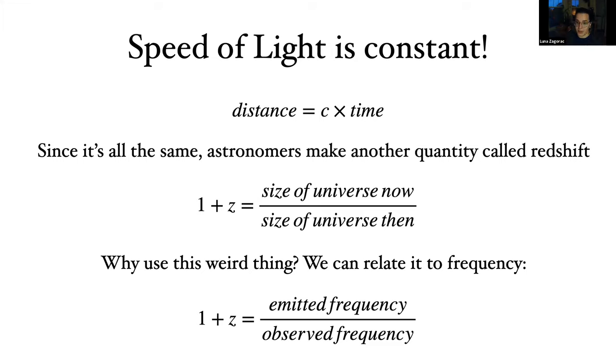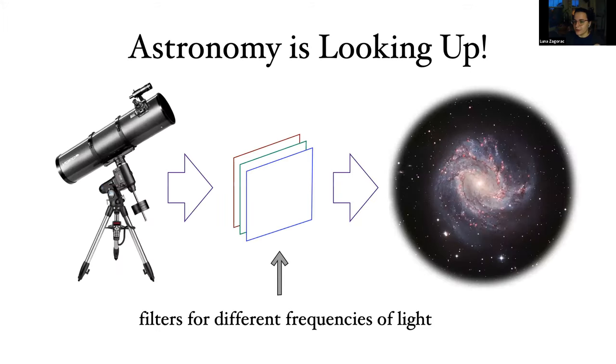Another thing that we can relate to this is frequency of light. So these things that are far away, they emit some light at a certain frequency, and then we observe it, and it's a certain different frequency because it traveled far. And you might say, okay, but why do I care about frequencies of light? Because frequencies of light are really intimately related to colors. If you know what frequency the light is emitting at, you know what color it is.